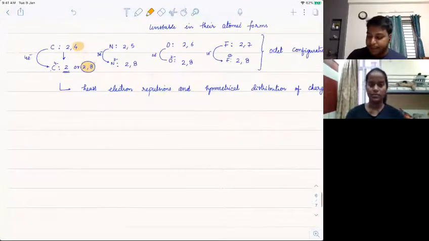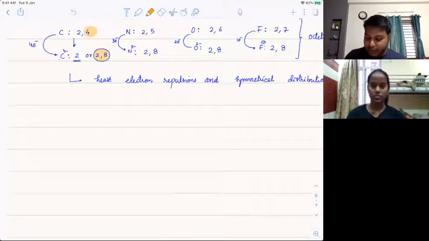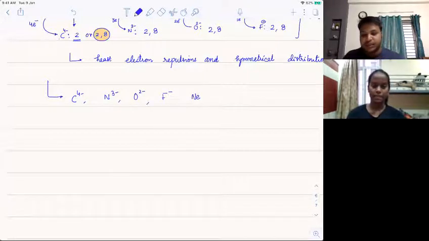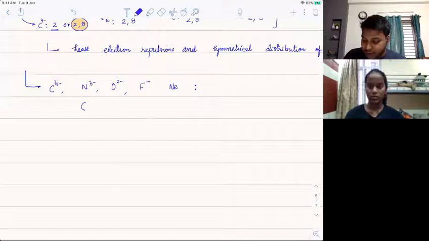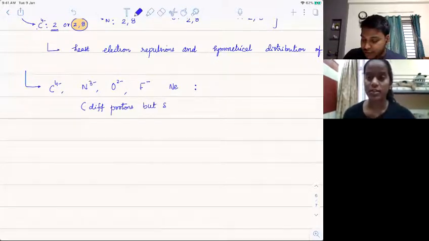If these elements try to attain this octet, they become ions. So you can see carbon is becoming C 4 minus, N 3 minus, oxygen is becoming O 2 minus, F minus, and neon is already very stable, correct? These elements have different protons but the same electrons.